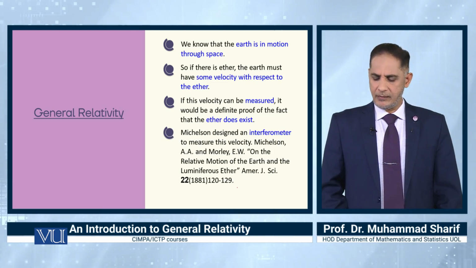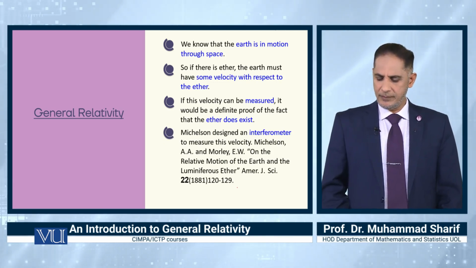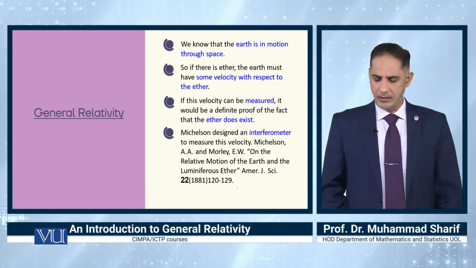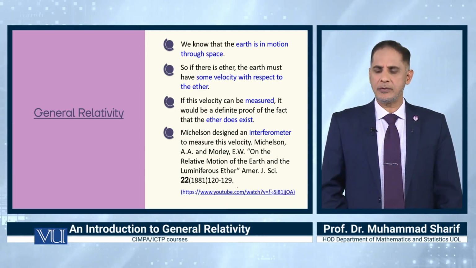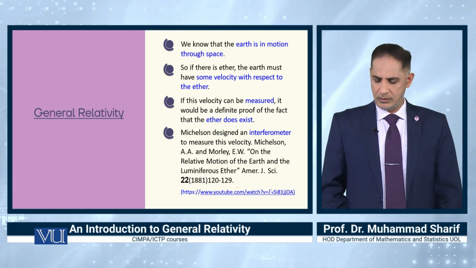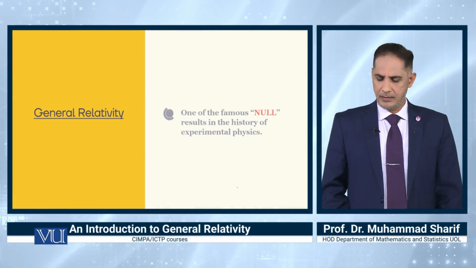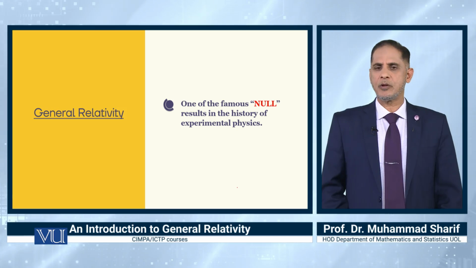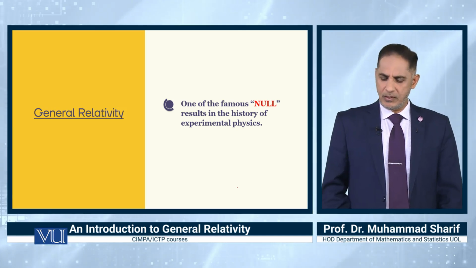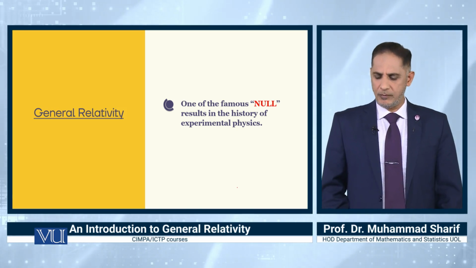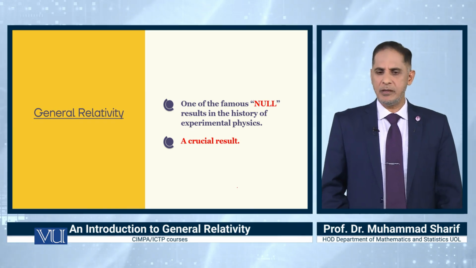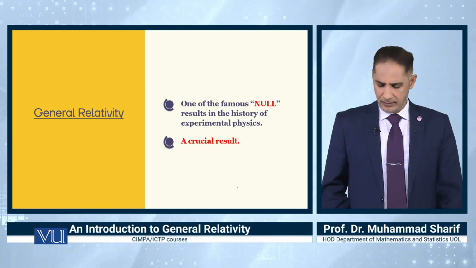Michelson designed an interferometer to measure this velocity, and this has been mentioned in his famous paper which was published in the American Journal of Science in 1881. One can even see the details of this experiment on YouTube. The result of this experiment is disappointing, as I have said. This is one of the famous null results in the history of experimental physics. But obviously, this was a crucial result because Einstein based his theory on this null result.